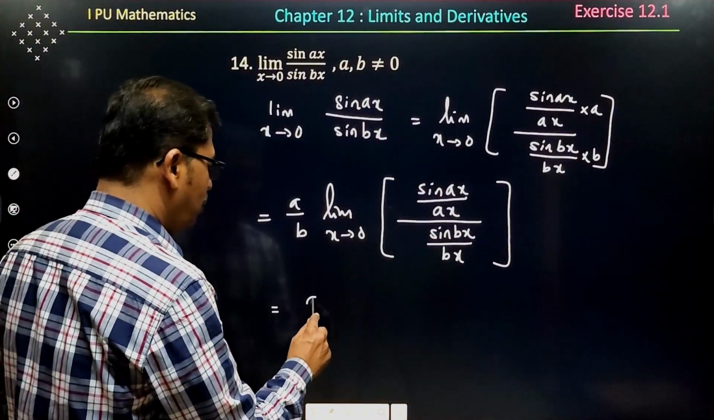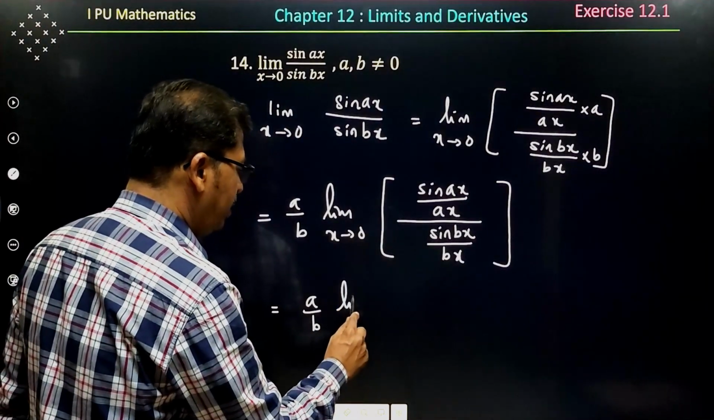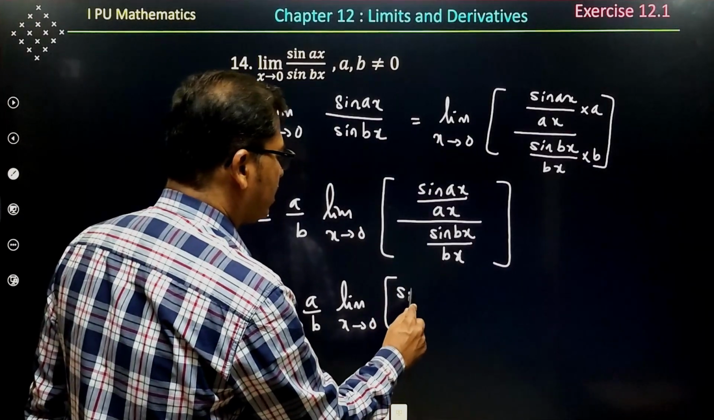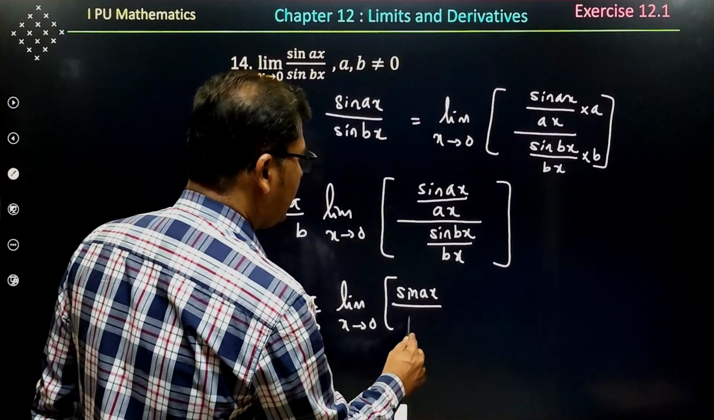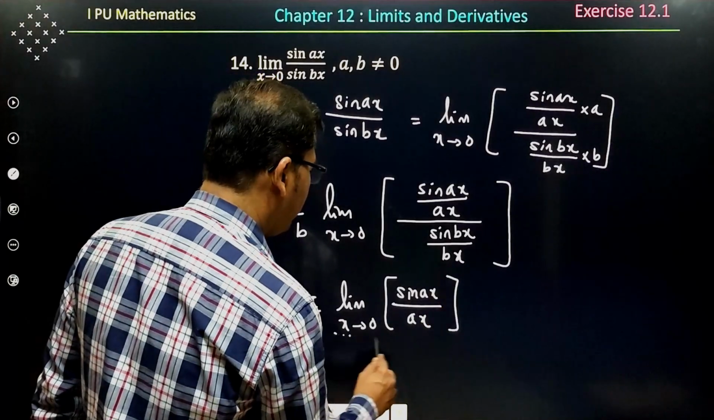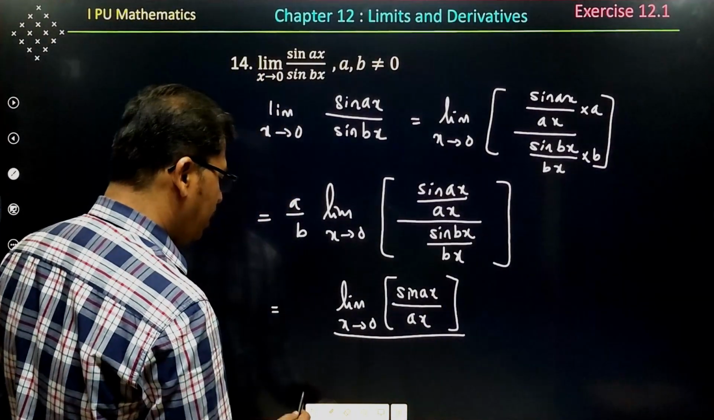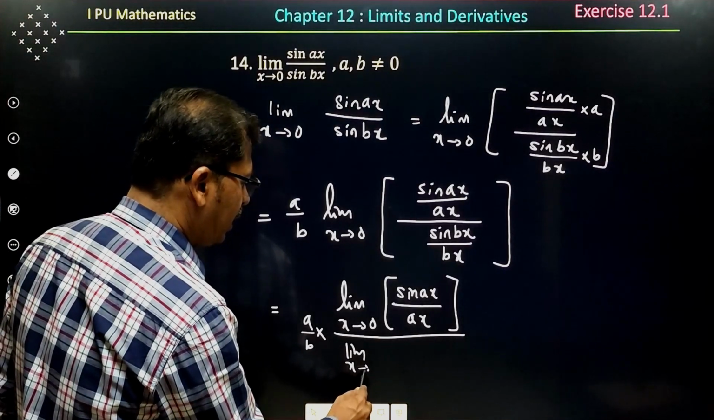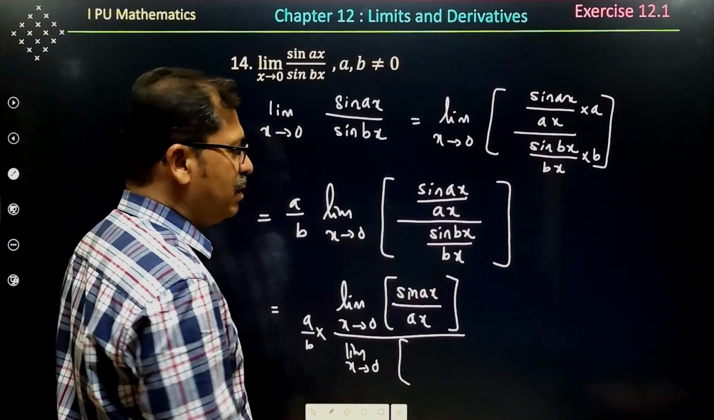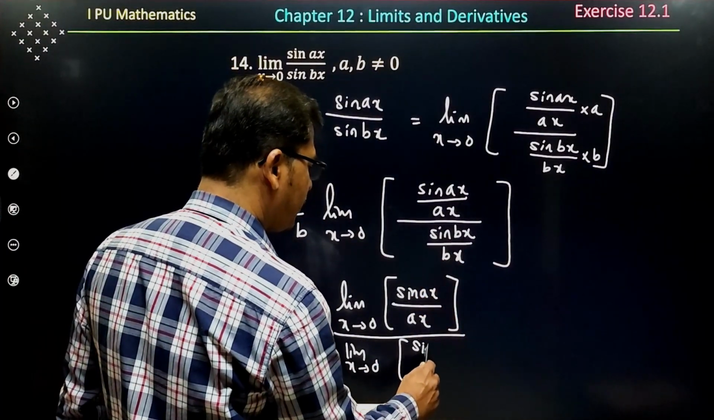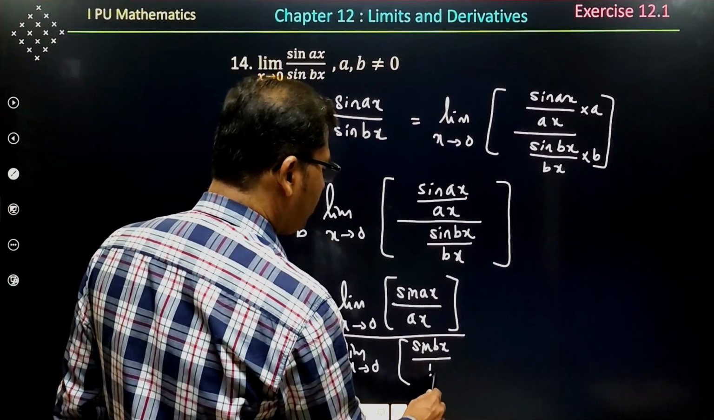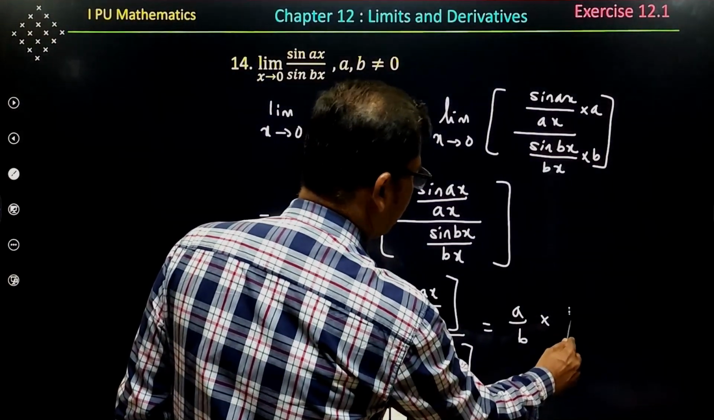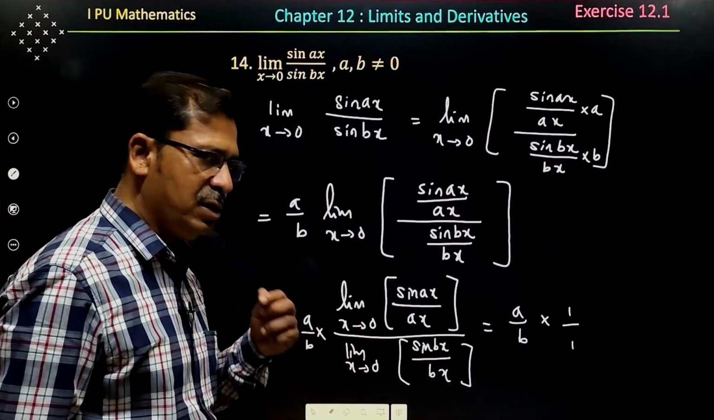This limit x tends to 0 is to be applied to both numerator as well as denominator. So this is equal to a upon b into limit x tends to 0, sin ax divided by ax, whole divided by sin bx upon bx. See, a upon b is taken outside and the limit is split to both numerator and denominator. Now this is a standard limit, a upon b you write as it is. So numerator is also 1, denominator is also 1, both are in the standard form.